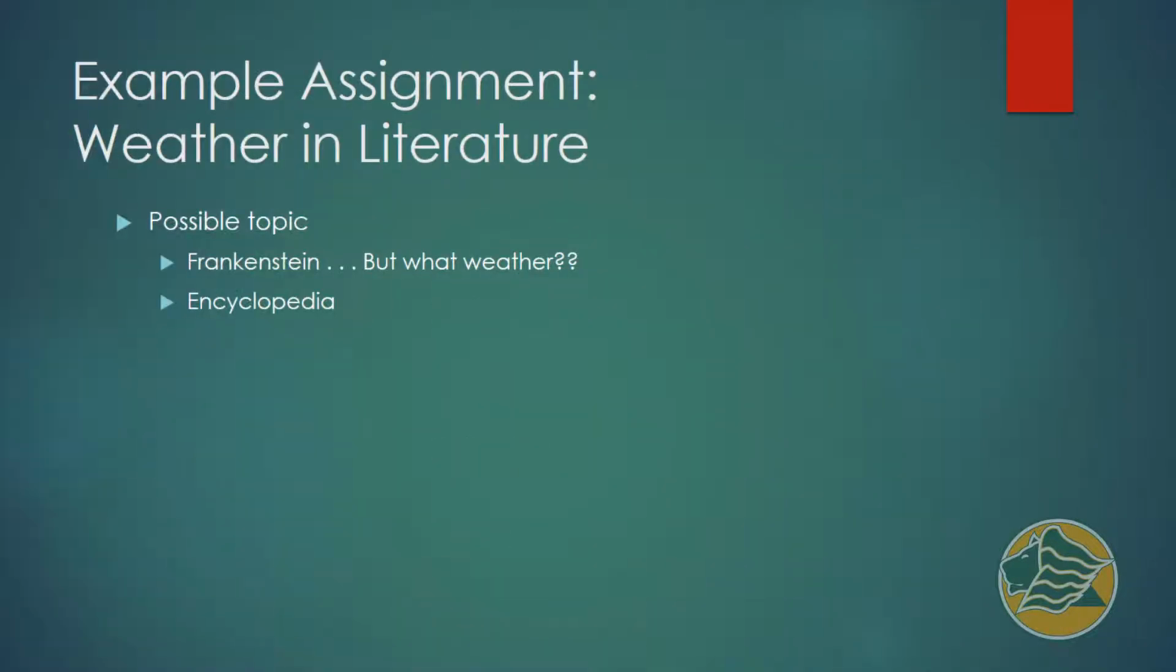Now, for our example, we're going to look at weather in literature. If your professor gives this to you as a topic, I would assume that your professor has had you read some literature throughout the semester, so you probably have several works that you can choose from. Maybe you pick Frankenstein, but what about the weather? Again, we can look at an encyclopedia, or as you'll see when we're in the catalog, we can look at the abstracts of articles and often find good information that way. Let me show you how.